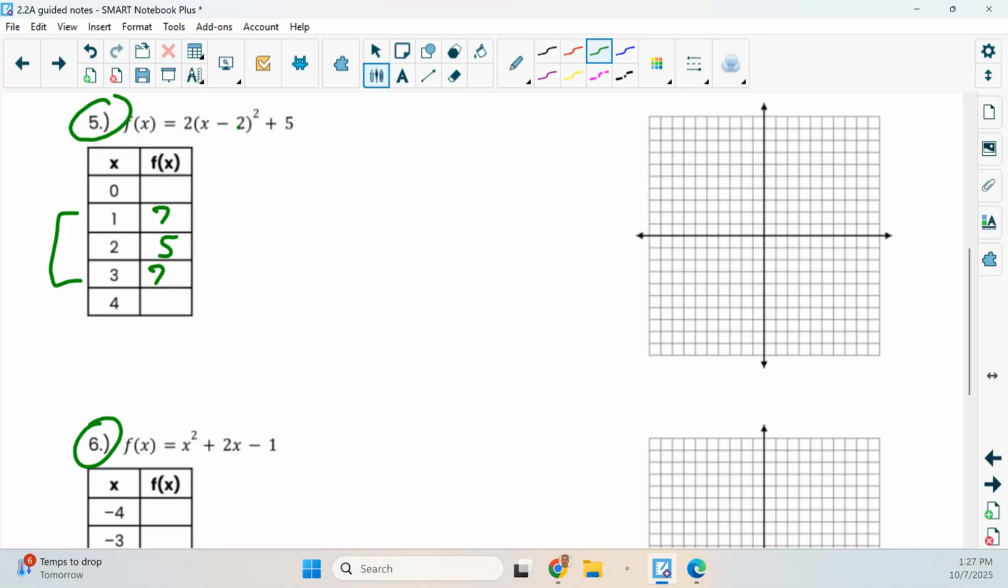I'm going to sub in 4. 4 minus 2 is 2, squared is 4, times 2 is 8, plus 5 is 13. That's off the chart. So this will be 7, and this is 5. Make sure it looks like a parabola. Don't make it a V. What kind of graphs are V's? Absolute value. You've got to make it a smooth curve.